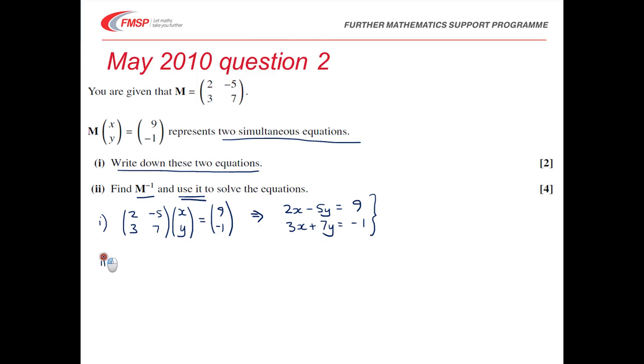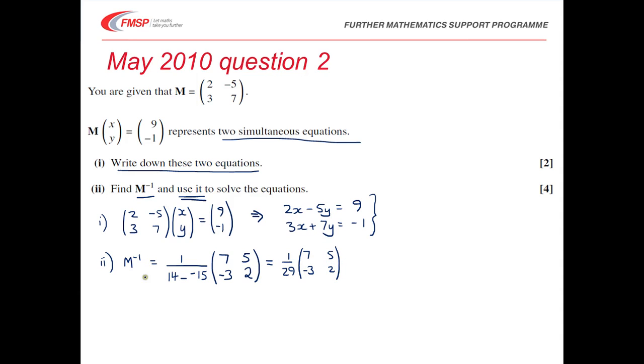For part 2, I start by finding M inverse, and that's 1 over 2 times 7, which is 14, take away 3 times minus 5, which is minus 15. Swap the two terms in the leading diagonal and change the sign of the other two terms, and that gives me 1/29th of (7, -3; 5, 2).